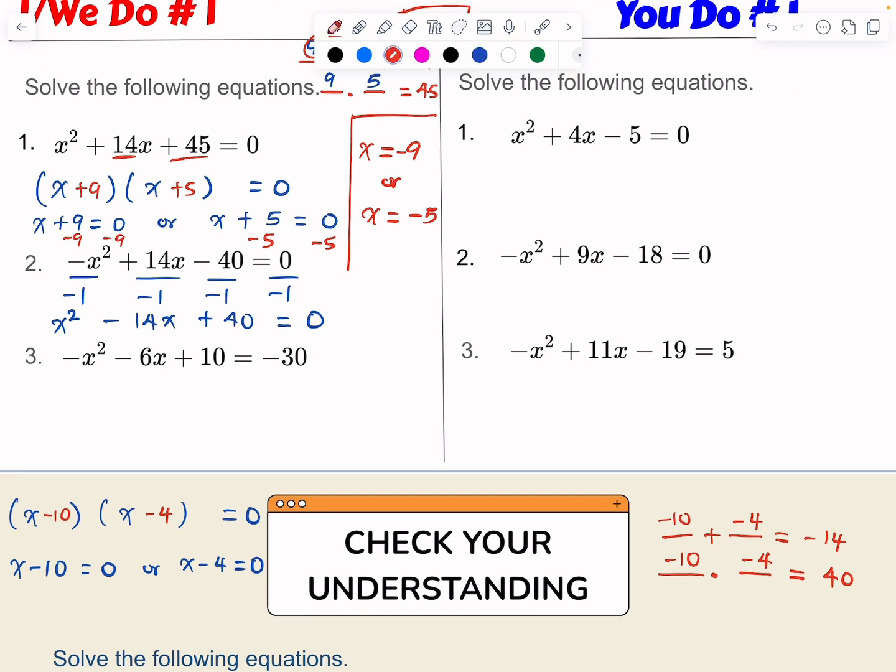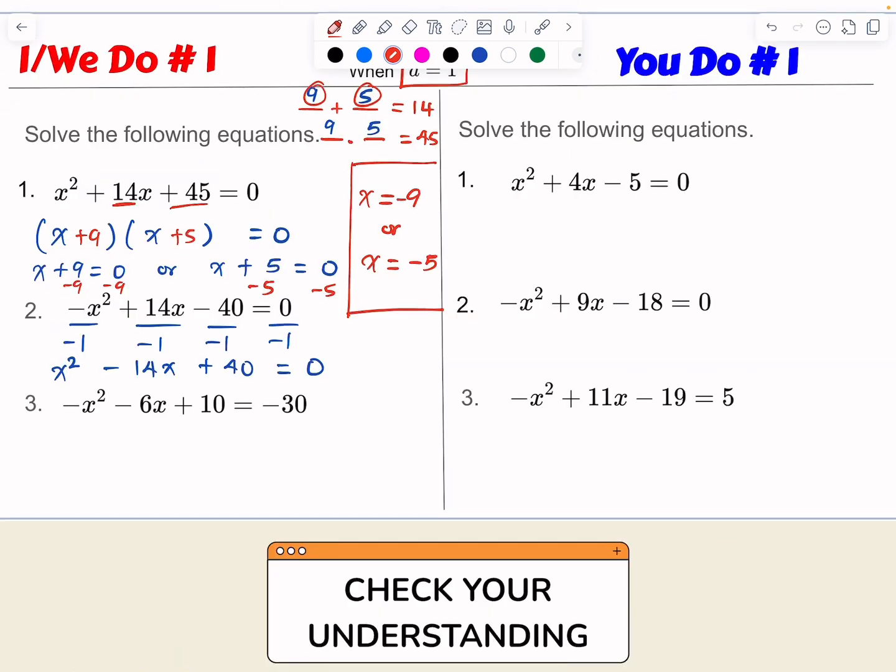The next thing I have to do is to add 10 to both sides. So I add 10 to both sides. So what do you have? X will be equal to 10. Or you add 4 to both sides. What do you notice? X would be equal to 4. So in this case, our answer to this question will be x is equal to 10 or x is equal to 4. Now let's look at question 3.